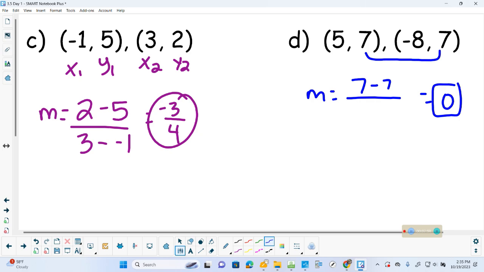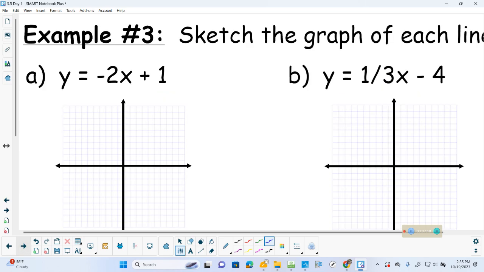So if you can catch that, if you have same x's or same y's, you can do a little less work for your 0 and undefined if you see it. Kyle, put your phone away, please. All right, moving on.